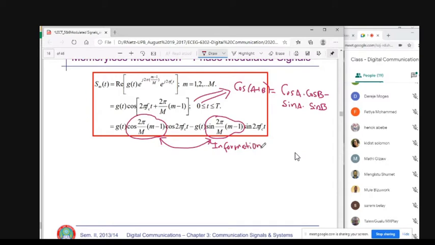Okay, so any variation in the information sequence is somehow captured in these two terms.